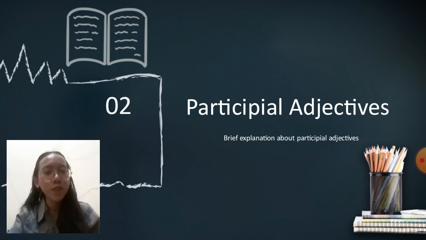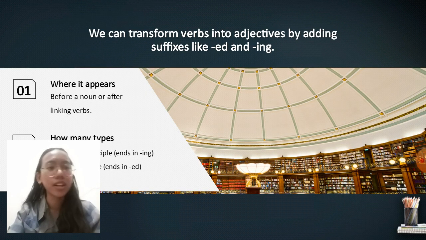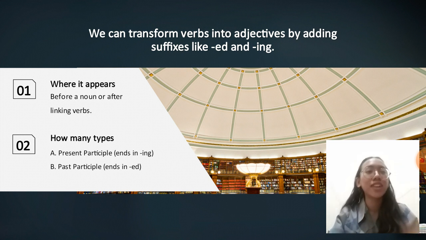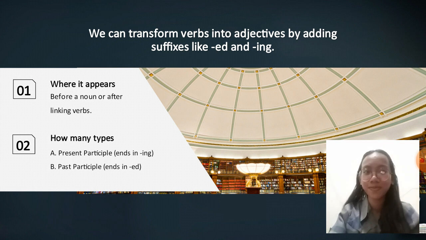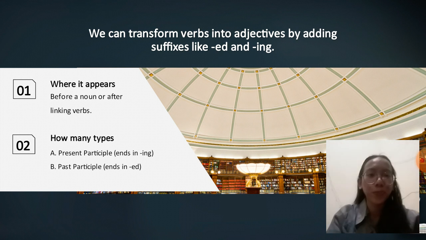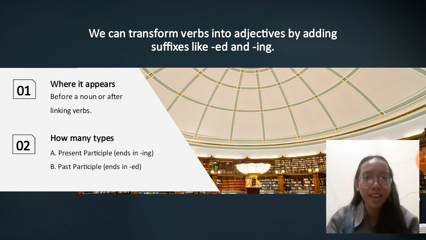Well, I will briefly explain what participial adjectives are. We can transform verbs into adjectives by adding suffixes like ed and ing. Still confused? It's okay. Let's discuss a bit more. Participial adjectives usually appear before a noun or after linking verbs. So you can notice it is a participial adjective if it comes before a noun or after linking verbs.